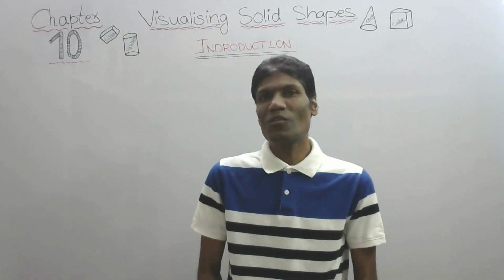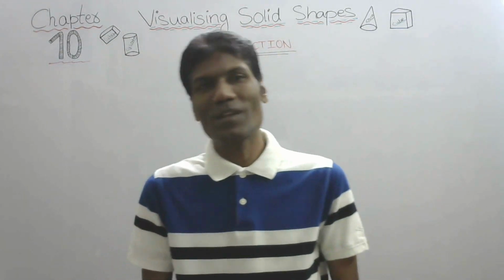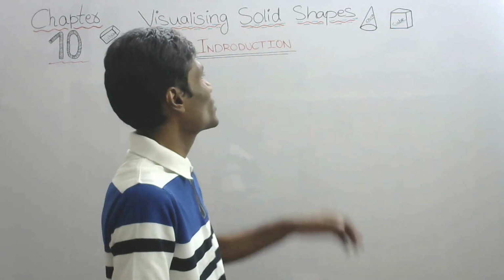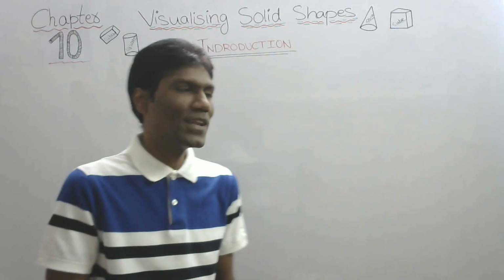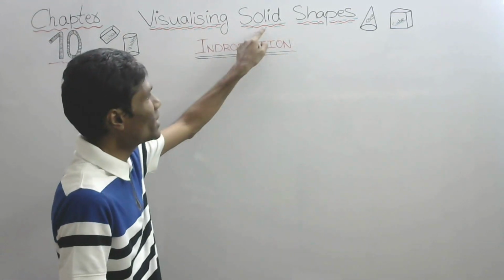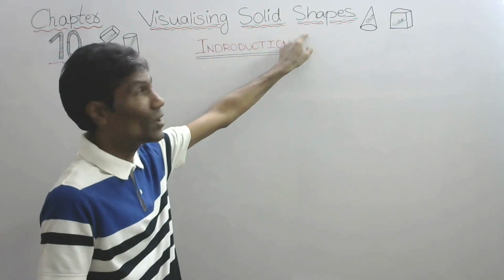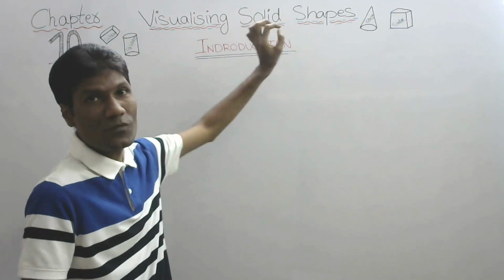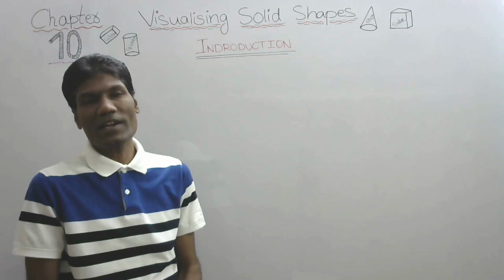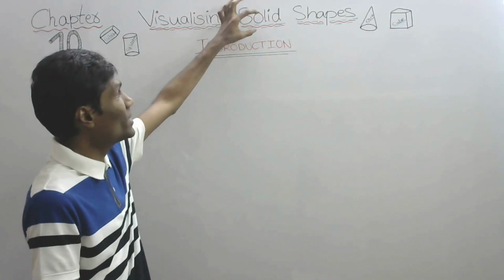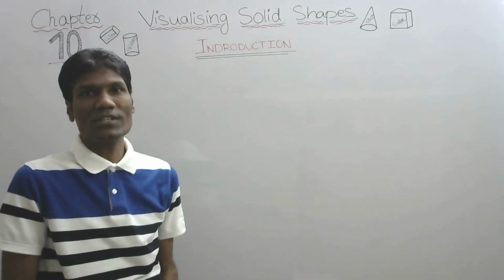Hi, now we'll start the 10th chapter, Visualizing Solid Shapes, from the NCERT CBSE Mathematics textbook. This is the 10th chapter and the name of the chapter is Visualizing Solid Shapes. Before entering into the actual subject, we will understand what is the meaning of solid shapes.